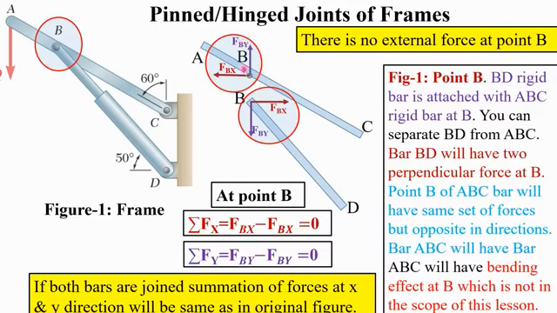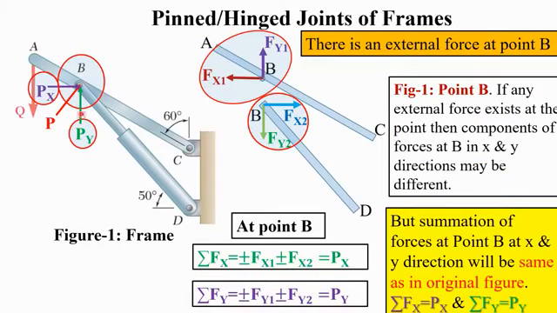So if we add these two, the summation will be 0. Remember, there is no external force at this point B. No external force is here. So the summation of the forces in x and y direction will be 0. It will always be 0.